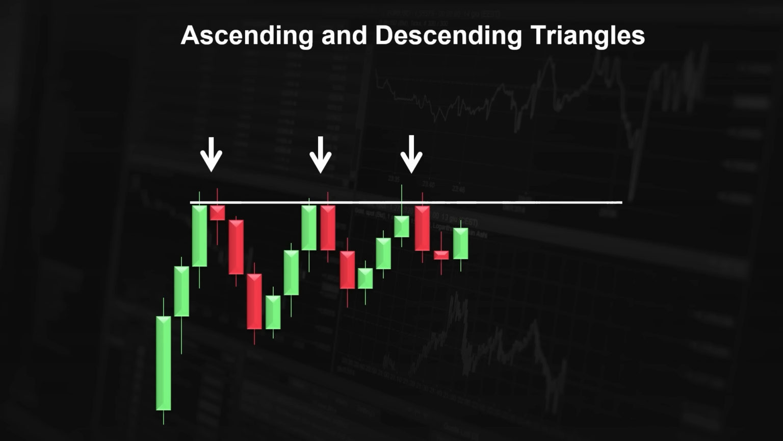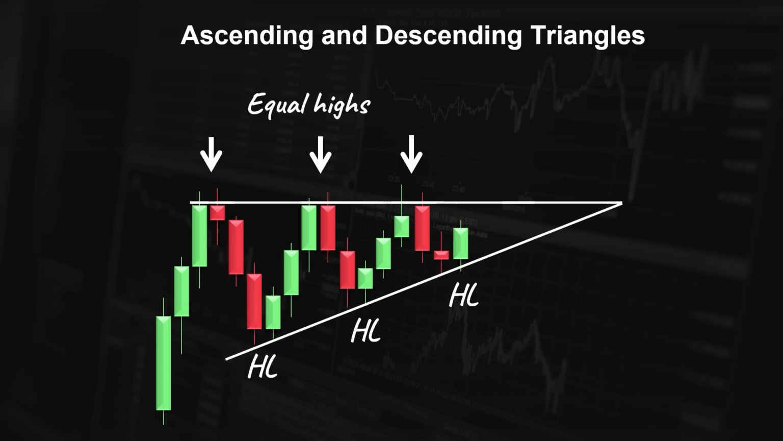We have multiple rejections from a resistance area, but looking to the downside, we can draw a specific bullish trend line that also rejects the price to the upside. In other words, the market creates multiple higher lows while we have only equal highs. Now, what is the psychology behind this pattern?